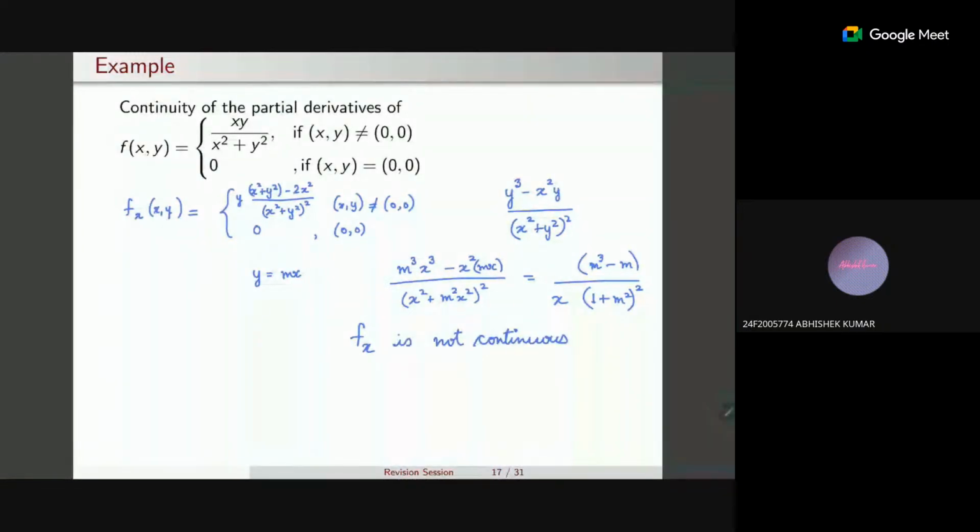Is that fine? Yes, sir. We have seen that f is also not continuous. In this case, we also saw that f_x is also not.